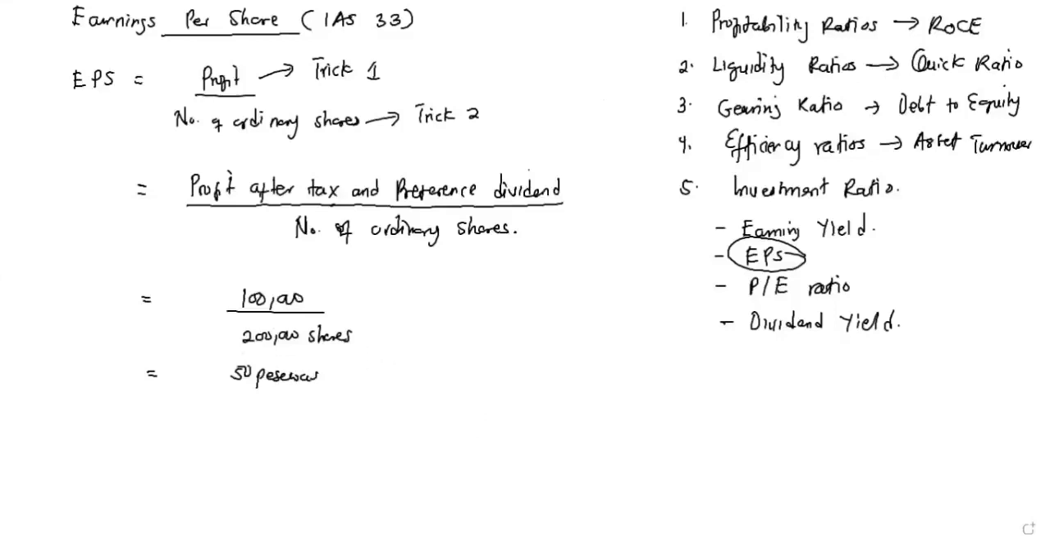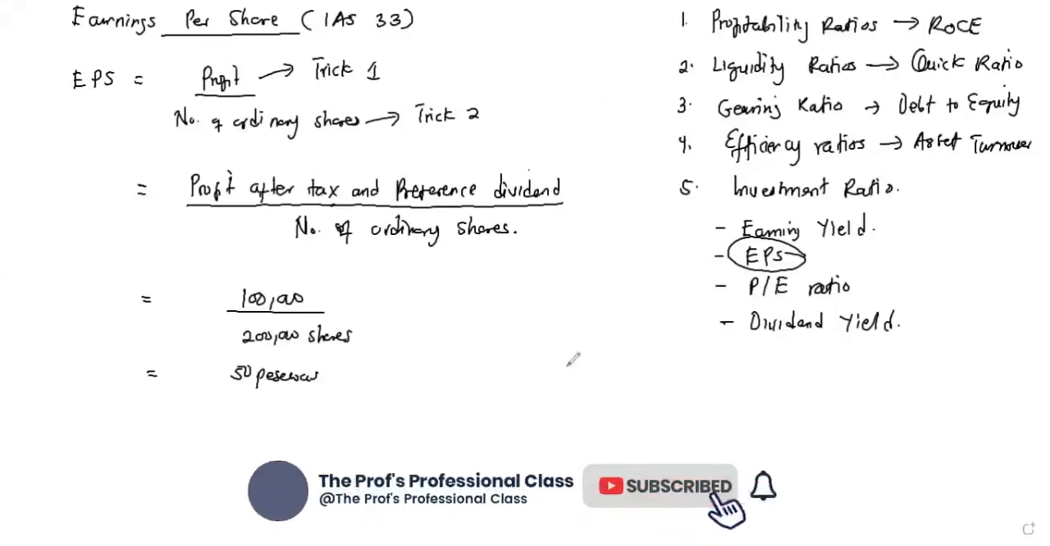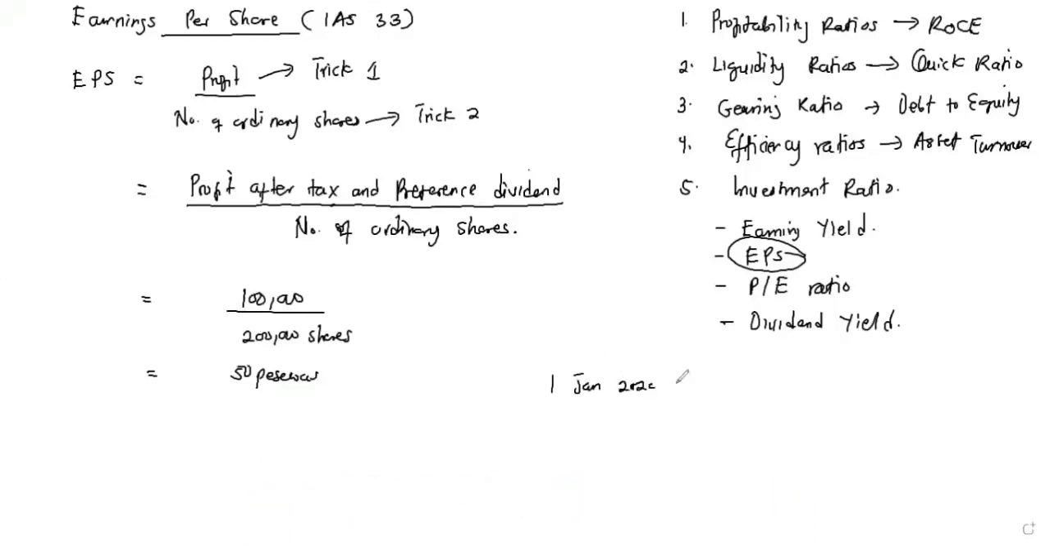Now, let me show you a trick with this. Let's assume that you were given a question, and you were told that at the beginning of the year, January 2020, the company had shares of 100,000. So the company had 100,000 shares. Then on 30th June 2020, the company issued additional 100,000 shares to the general public. So it means that in total, at the end of the year, the total number of shares was 200,000 shares.